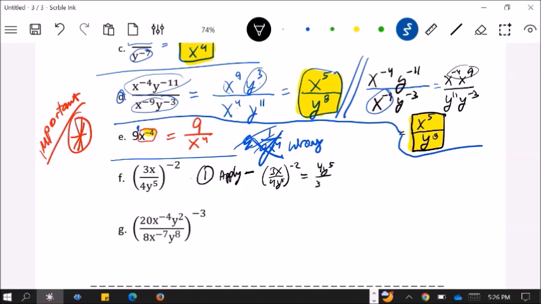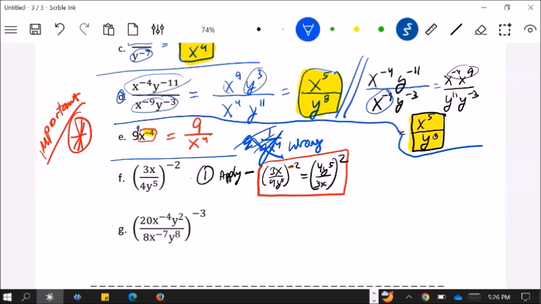4y to the fifth over 3x to the second. So notice there's a lesson here. I took that negative exponent and I used it to flip the inside of the parentheses. That's the easiest way to deal with a negative exponent for a large amount of things.